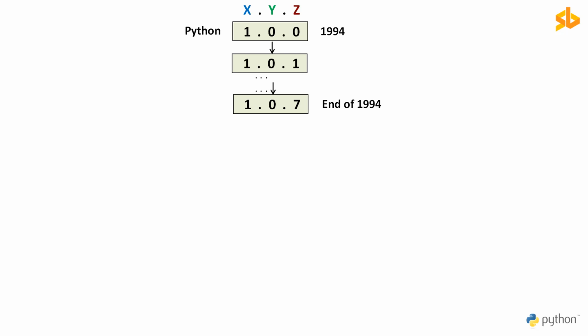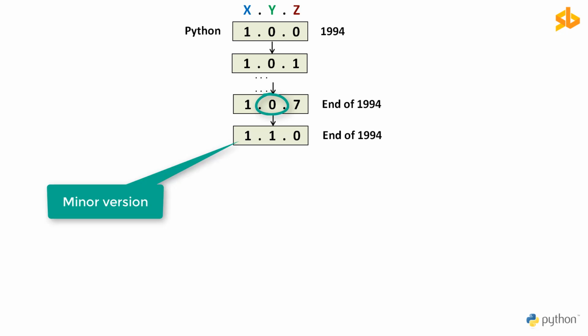New but backward compatible minor features and functionalities. In this case, the new version will be released by incrementing the minor version number in the Y place. The new version number is Python 1.1.0. And note that the patch version must be reset to 0 when minor version is incremented.